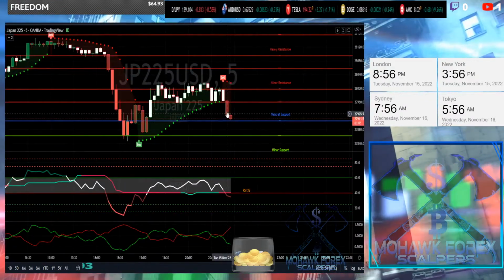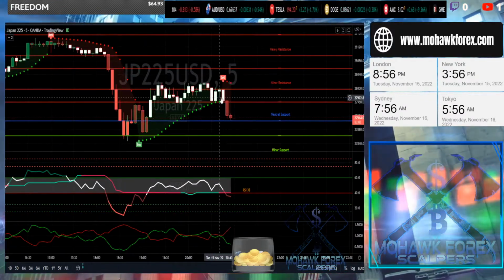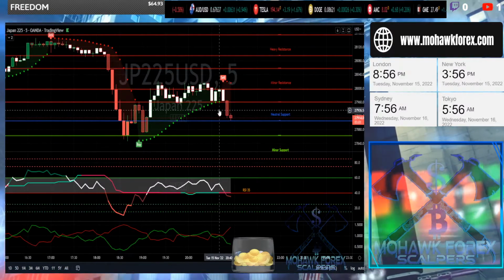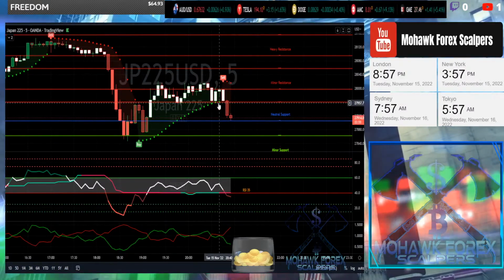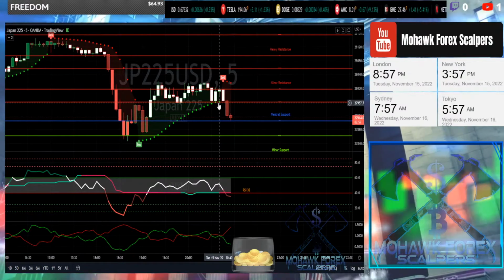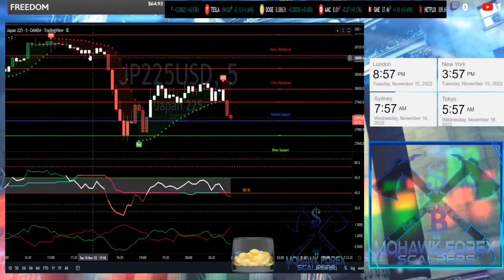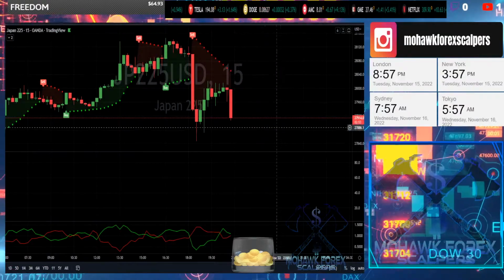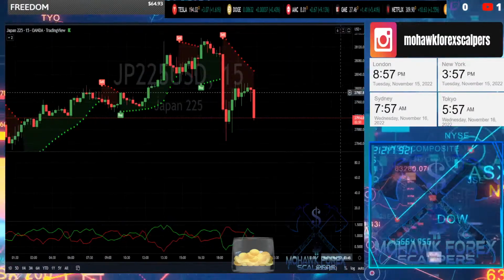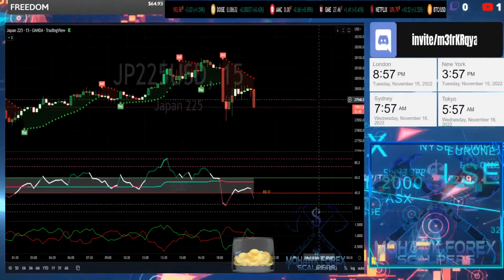Like I say, JP225, look at that. That was beautiful. Now you'd think, okay, I should have taken that trade. The spread was too much at this time of night. When I'm doing 225, I usually like to trade it on the 15. Use exactly the same strategy, but use it on the 15 to get bigger moves to cover that spread.